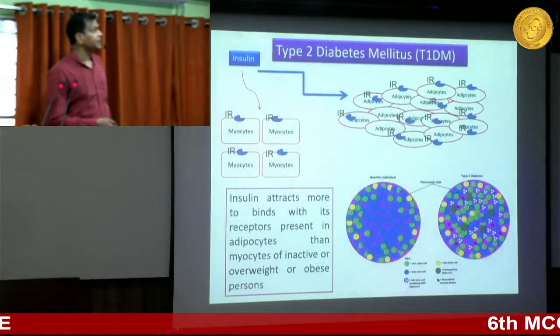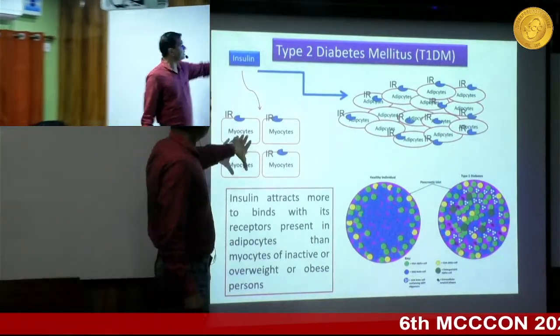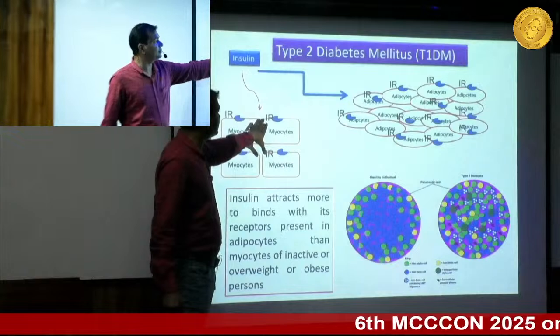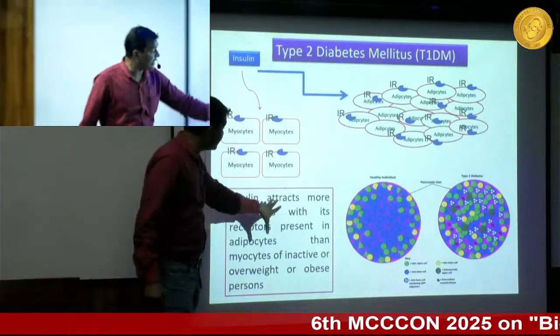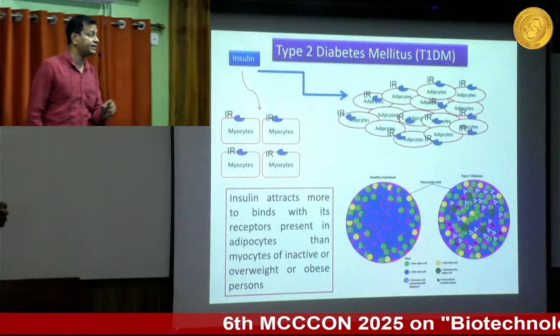Next, type 2 diabetes is a simple form. In type 2 diabetes, insulin binds the myocyte, skeletal muscle cell, insulin receptor. If insulin is attracted more to bind with its receptor present in the adipocyte than the myocyte.